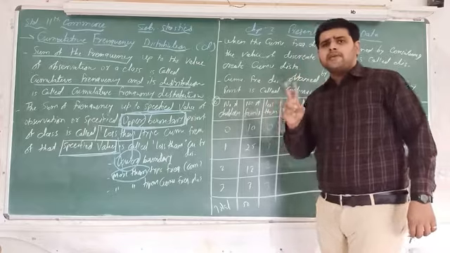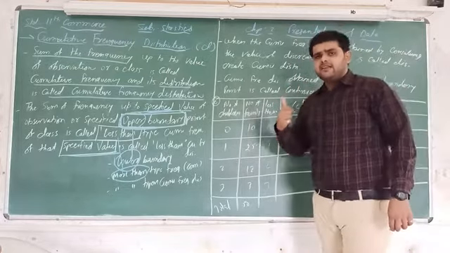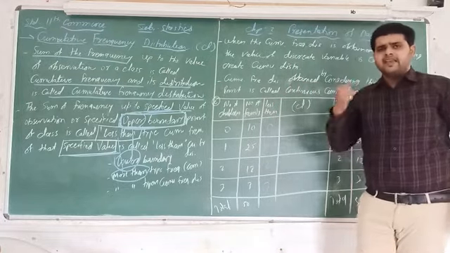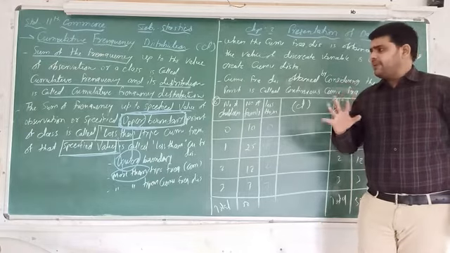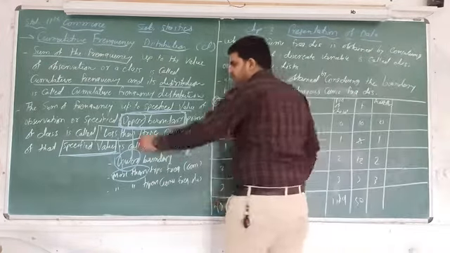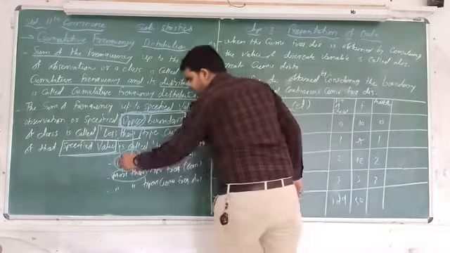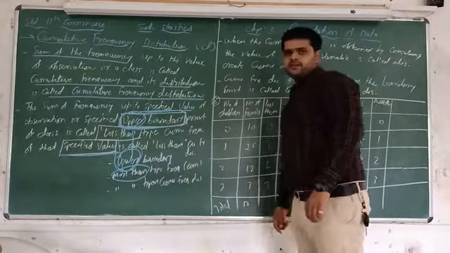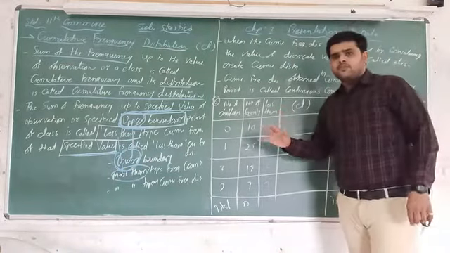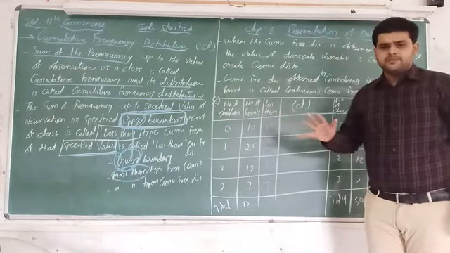So there are two types of cumulative frequencies. Number one is the less than type, and number two is the more than type. In the less than type, we have to consider the upper boundary point, and in the more than type, we have to consider the lower boundary point. So these are the types of cumulative frequency distribution.